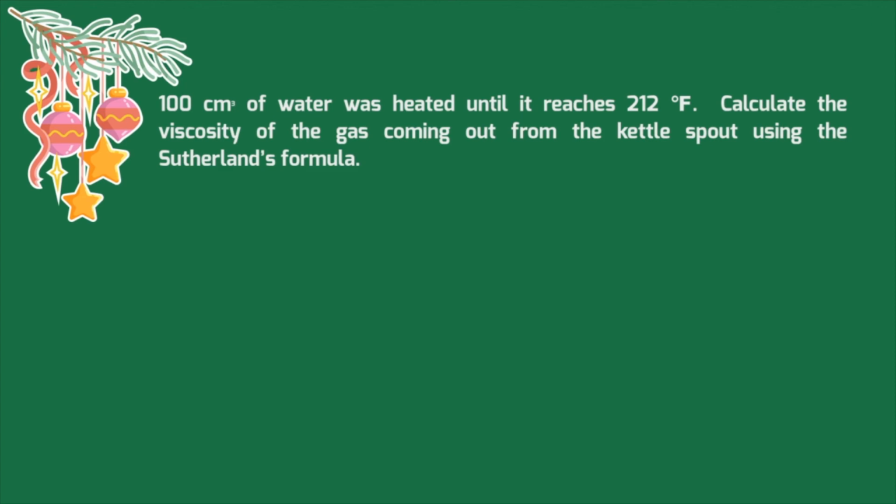Alright, we are now at the final question for test 2. 100 centimeter cube of water was heated until it reaches 212 Fahrenheit. Calculate the viscosity of the gas coming out from the kettle spout using Sutherland's formula.